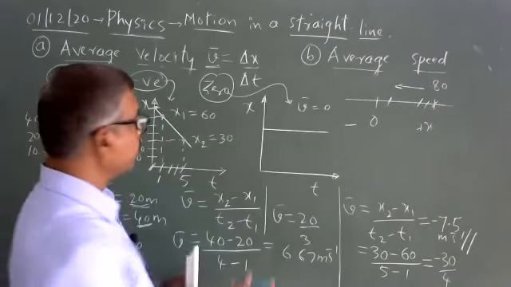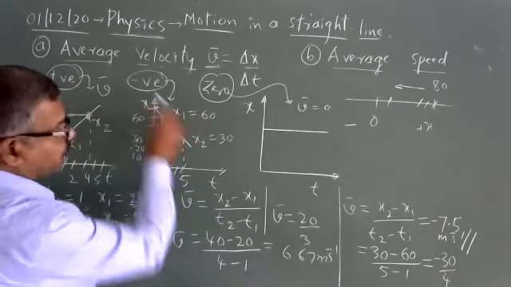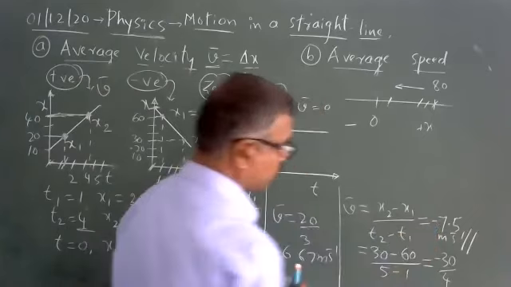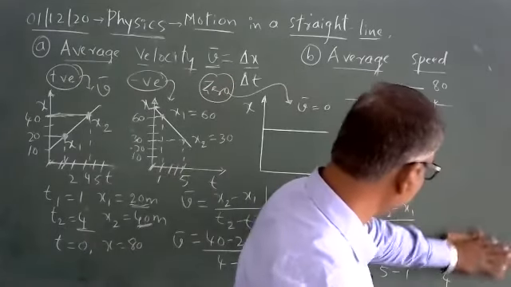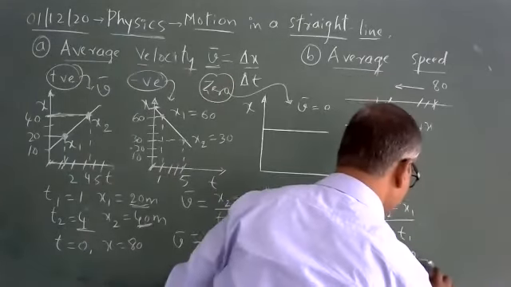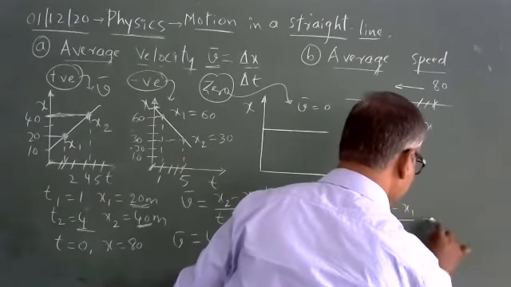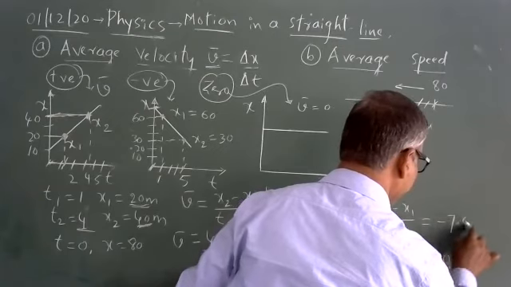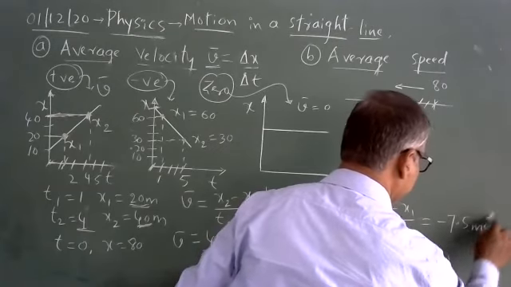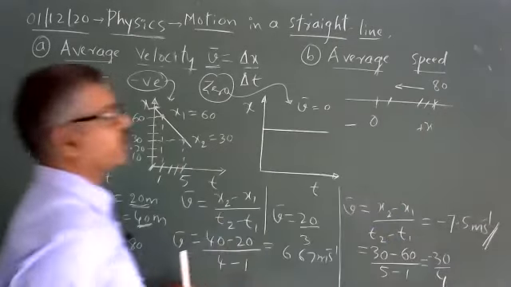What is that? Minus 7.5. The value is negative because, let me put it mathematically, this answer is going to be minus 30 divided by 4, which is equivalent to minus 7.5 meter per second. This is going to be negative average velocity.